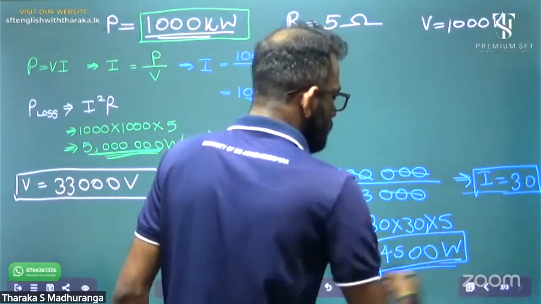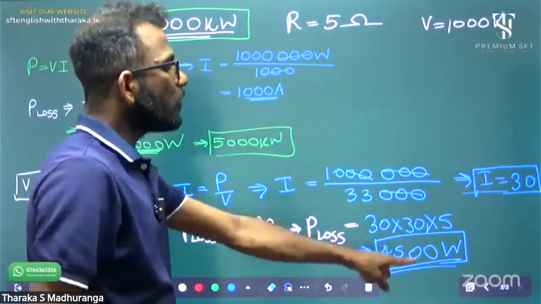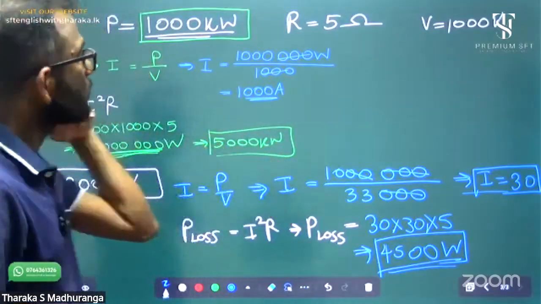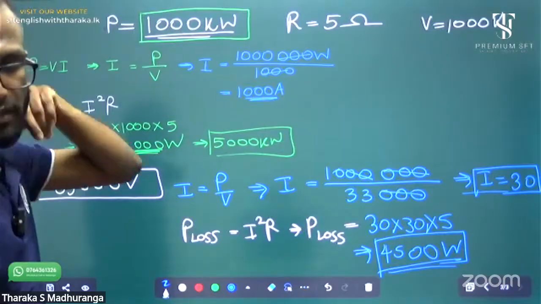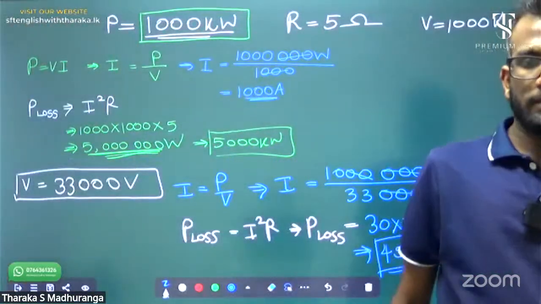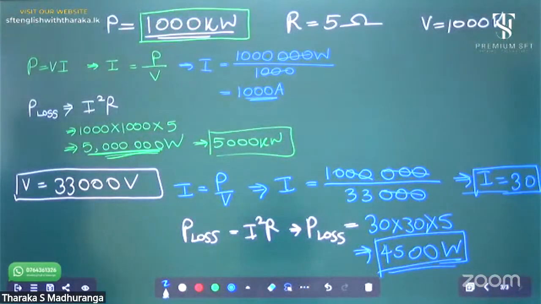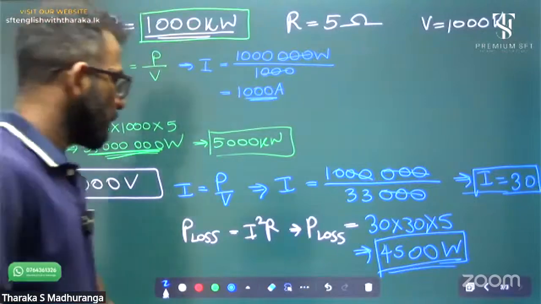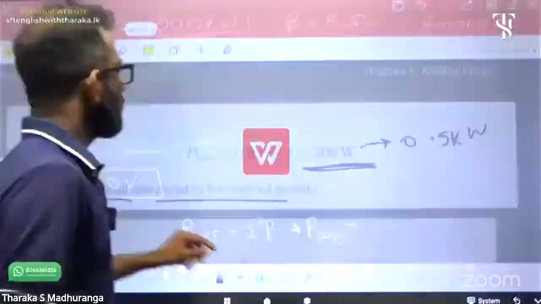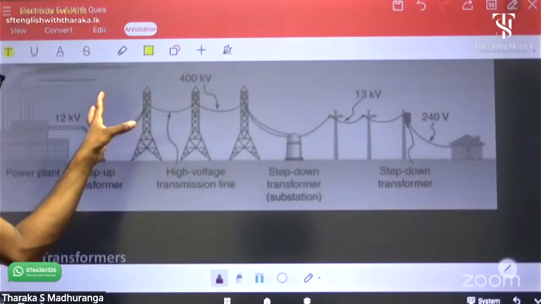Such a value is 4,500 watt per 10 million, not 10 million, 1 million. Okay, that's the transmission system, the actual story.